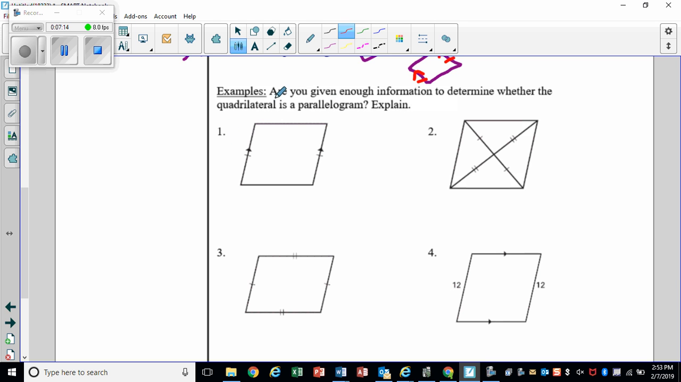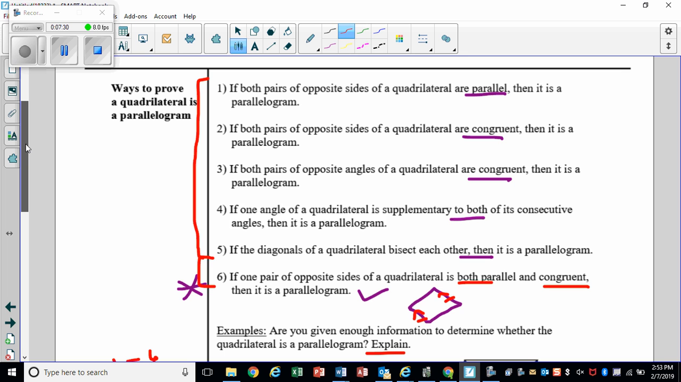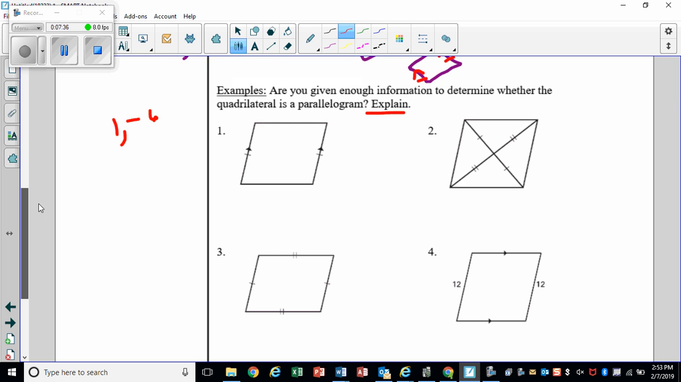So it says, are you given enough information to determine whether the quadrilateral is a parallelogram? And it says explain. So our explanation would be we're going to list the numbers 1 to 6. 1 is when both pairs of sides are given to be parallel. 2 would be both opposite sides are congruent, and so forth. So now this one has one pair congruent, one pair parallel. So yes, because of what? Number 6. Number 6 proves that if one pair is both congruent and parallel, yes.